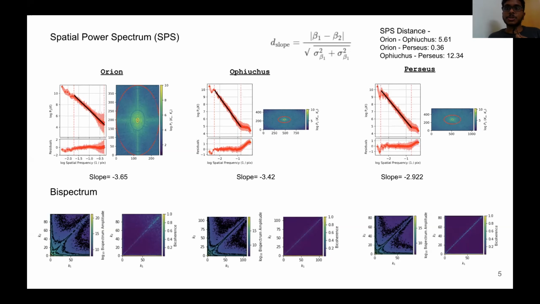So as Lee was showing, Orion and Perseus are coming to be closer. The value is very small, which implies that they are similar, and we find a very large difference between Ophiuchus and Perseus. Again, the power spectrum is not complete as the distribution is not Gaussian, and the power spectrum cannot capture the phase information. So we have to go to the bispectrum.